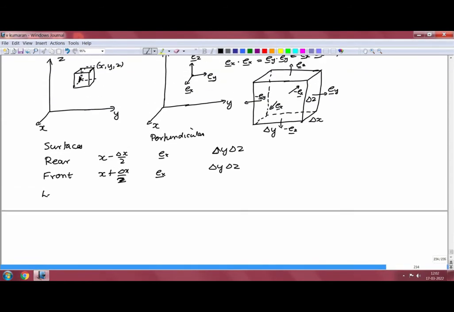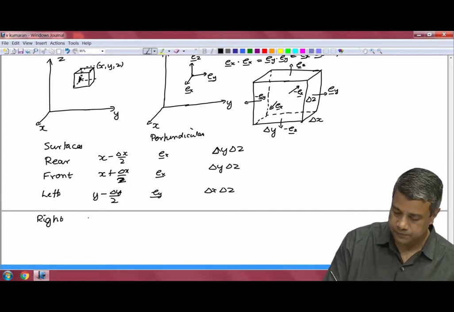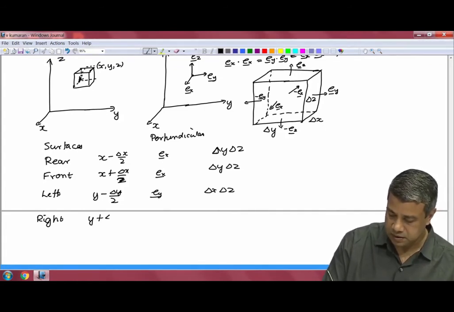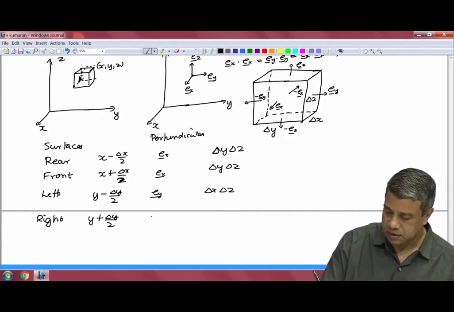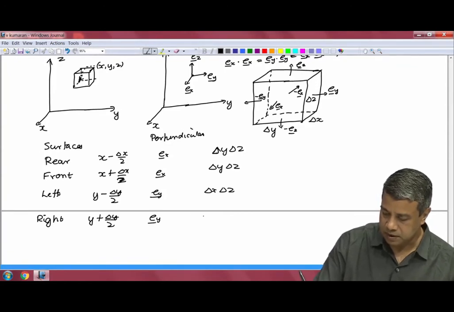And then there is the left. The surface area is delta x delta z. The right, at y plus delta y by 2, is perpendicular to the y coordinate, and the surface area is delta x delta z.